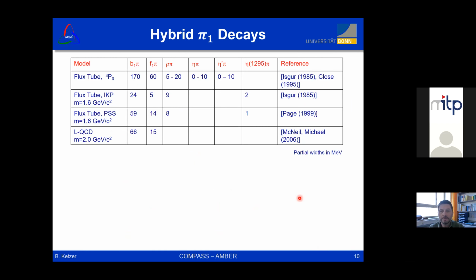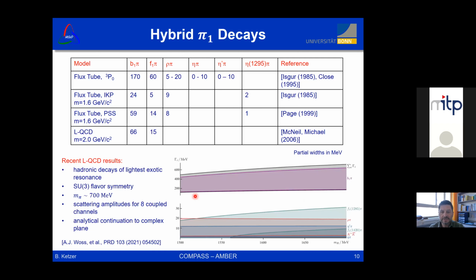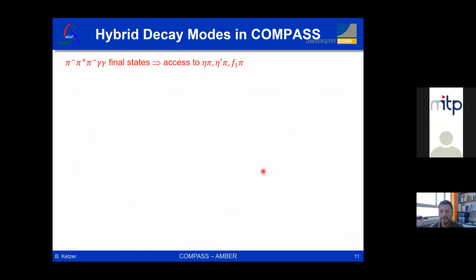So of course, for the pi 1, it's not only the rho pi that is interesting, but also other channels. And I'm just switching to this HadSpec calculation down here, which, in line with earlier model calculations, predicts that the b1 pi is the dominant decay channel, and the rho pi is kind of subdominant depending on the mass. If we are at 1600 MeV for the hybrid mass, even the f1 pi should be more dominant, and then there's the eta prime pi, and even K star K bar, which is also very interesting, and the eta pi.